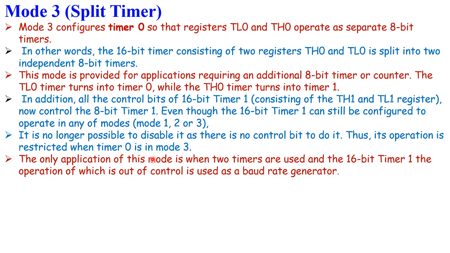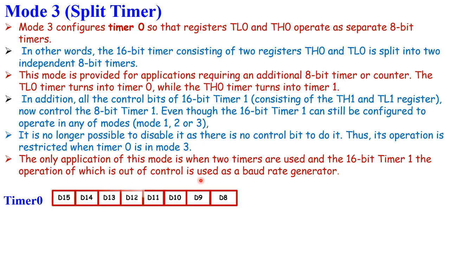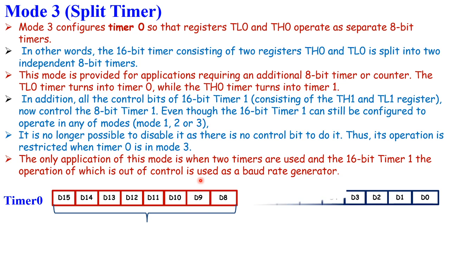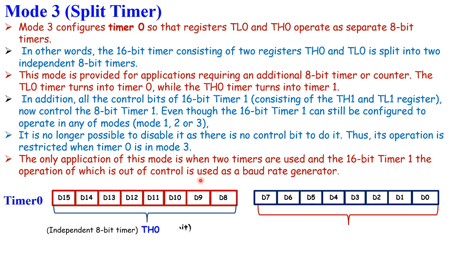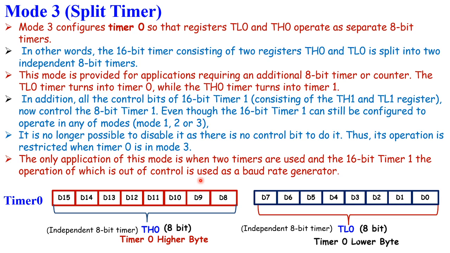The only application of this mode is when two timers are used and the 16-bit timer 1 operation is out of control. This is used as a baud rate generator. So this is timer 0. Now in this timer 0, this is the higher byte, this is the lower byte. So this is TH0 8-bit, this is TL0 8-bit.